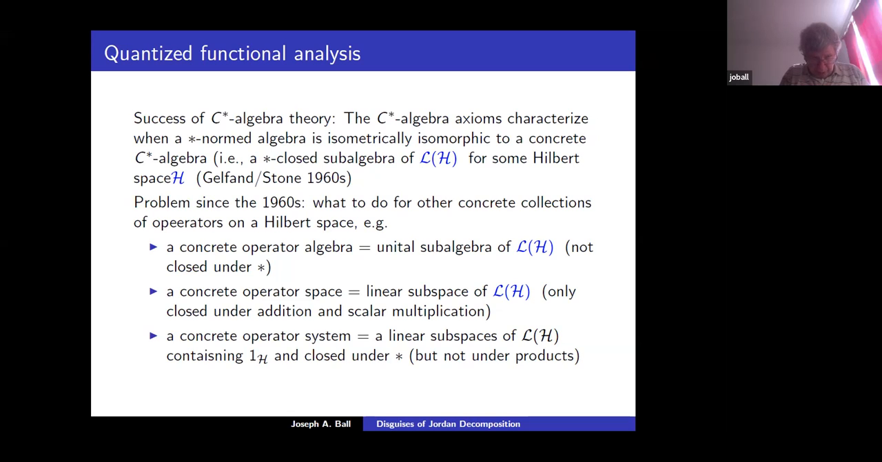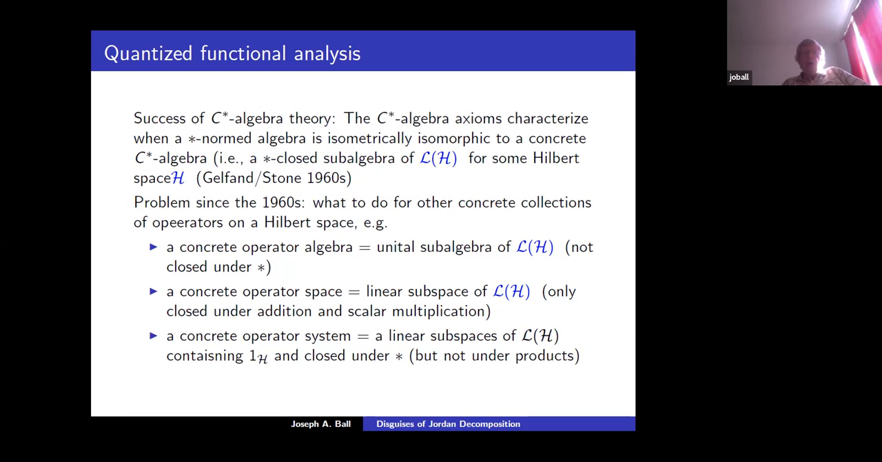That's called an operator algebra. Suppose it's a linear subspace of L of H. That's all, not closed under product, not closed under adjoint. That's just called a concrete operator space. Suppose a concrete operator system is just a linear subspace of L of H that contains the identity and is closed under the star. Now it's closed under the star, but it's not closed under products.